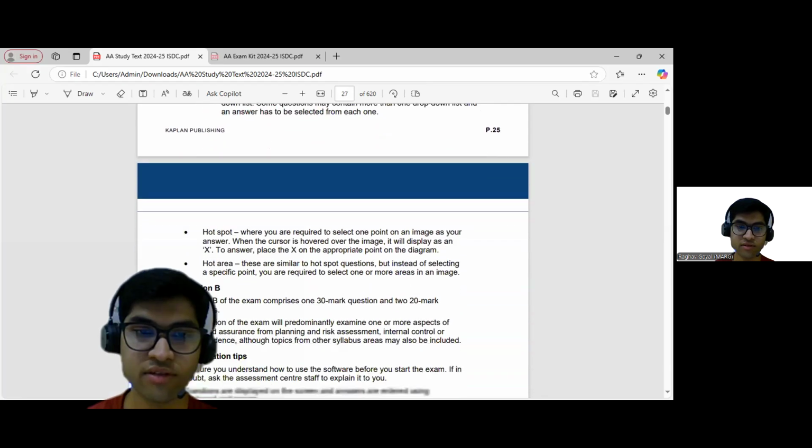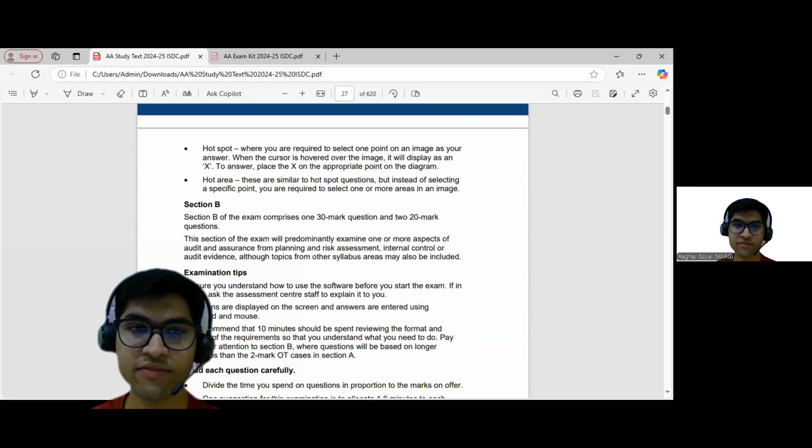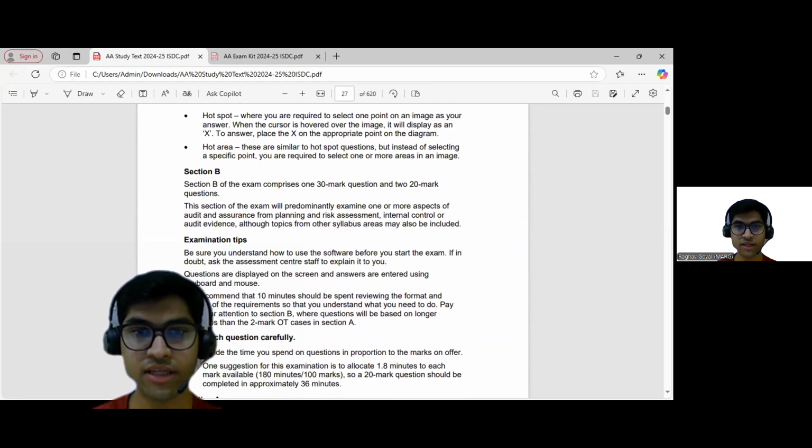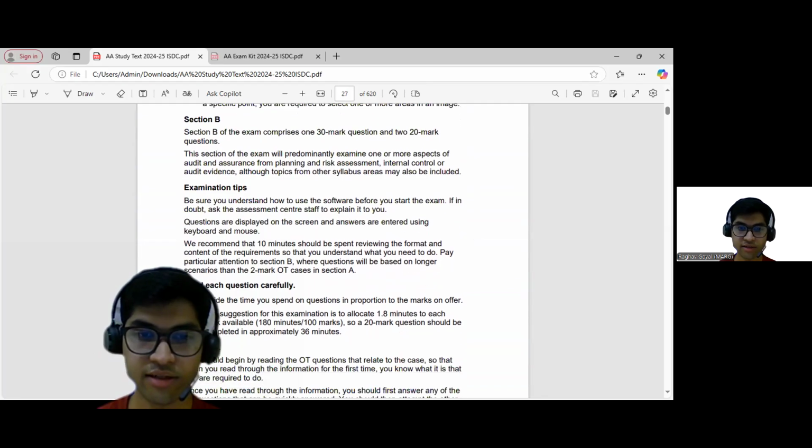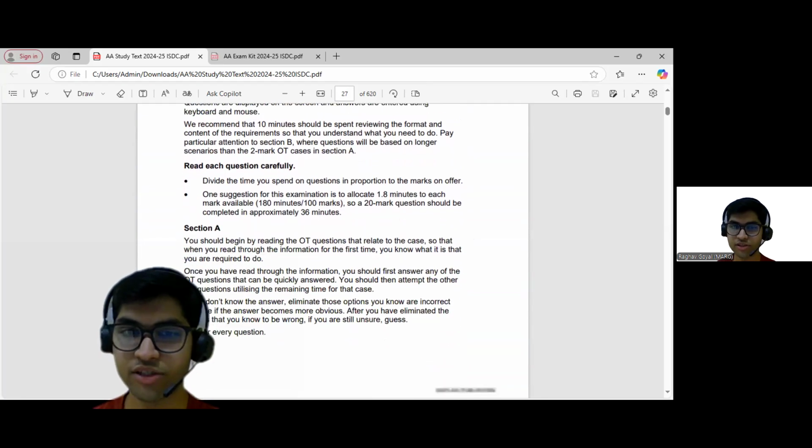So here we have section A, which will be of 30 marks. Then we'll have section B of 70 marks with three questions of 30, 20, 20. We'll have a look at it later when we reach there.